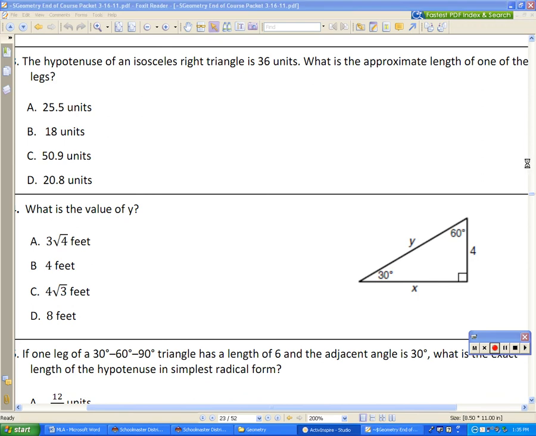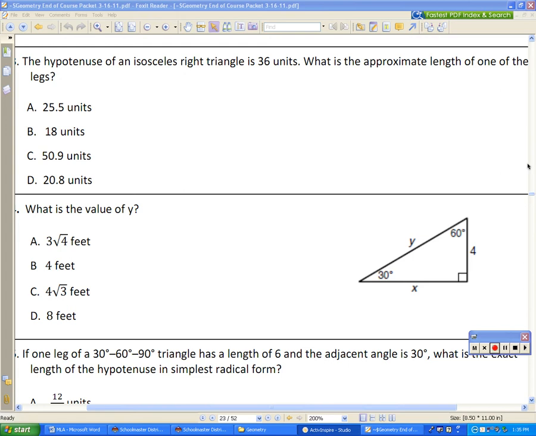Now let's do some more with right triangles. It says the hypotenuse of an isosceles right triangle is 36 units. What's the approximate length of one of the legs? This is exactly the same as the last problem, except now they're giving answers in decimals, so we do need to actually figure out what it is. How do we figure it out? Divide by the square root of 2.